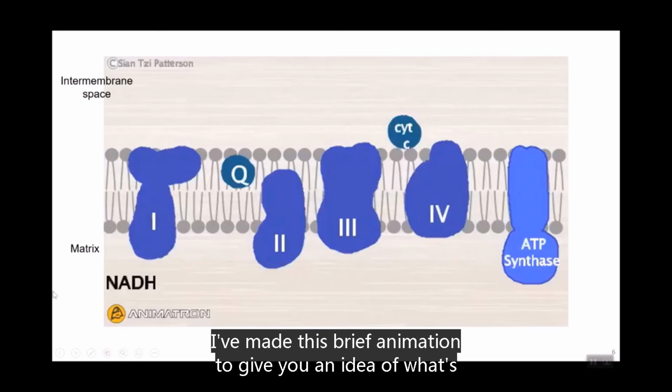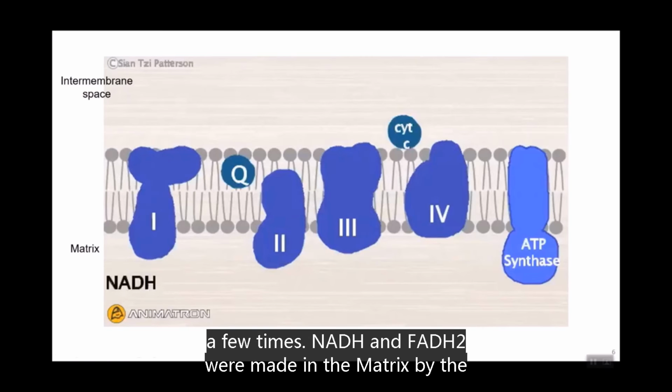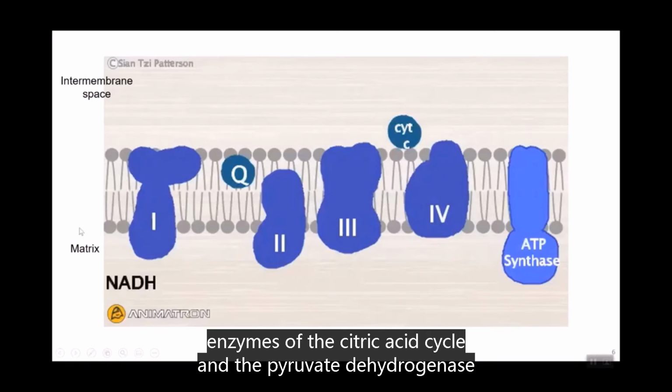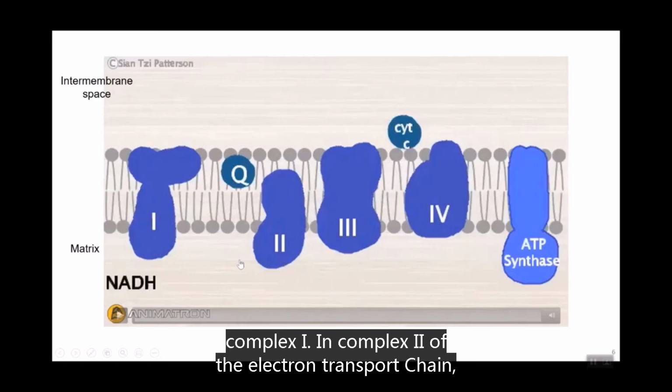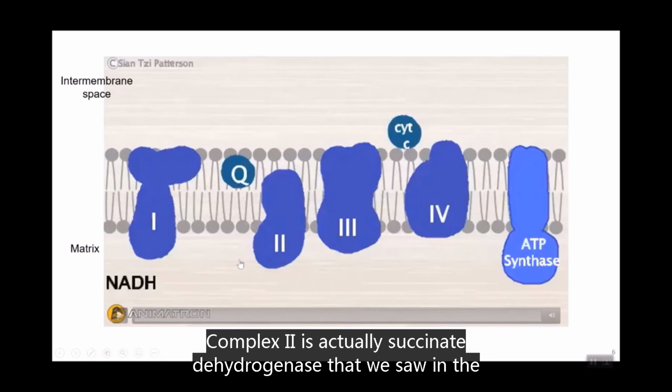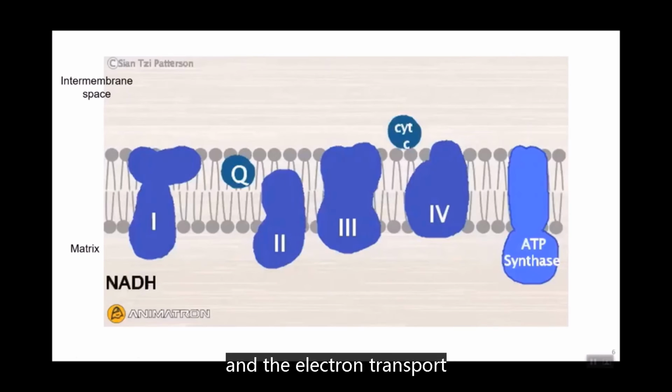I've made this brief animation to give you an idea of what's going on, and I will post it on Quirkus so that you can watch it a few times. NADH and FADH2 were made in the matrix by the enzymes of the citric acid cycle and the pyruvate dehydrogenase complex, and you'll see them donate their electrons to complex 1 and complex 2 of the electron transport chain. Complex 2 is actually succinate dehydrogenase that we saw in the last lecture, and it is the link between the citric acid cycle and the electron transport chain.